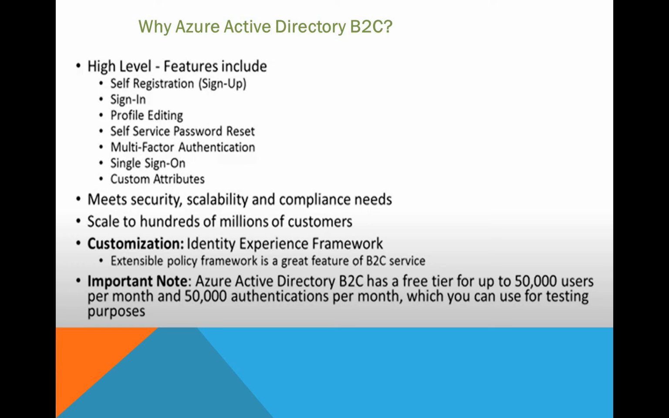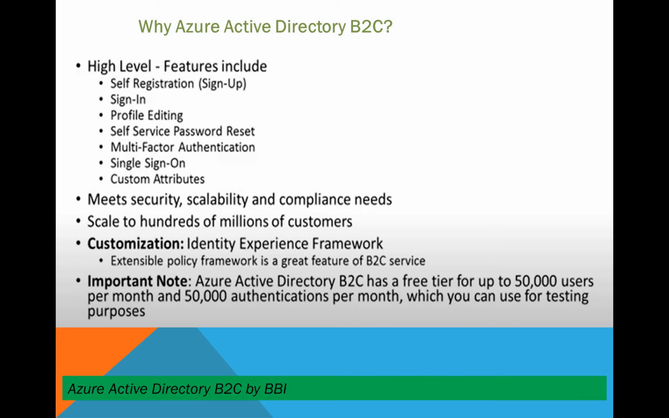An important note here is that Active Directory B2C has a free tier of up to 50,000 users per month or 50,000 authentications per month, which you can use for testing purposes, or for your business use also. Every month, 50,000 users per month and 50,000 authentications per month.